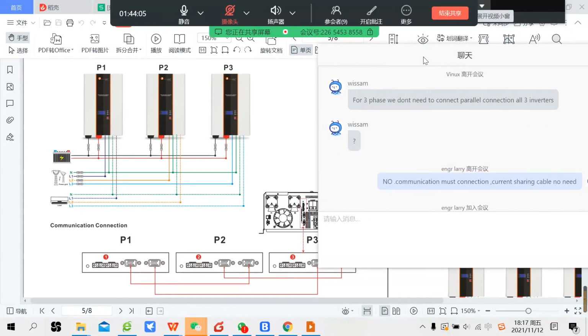But here I need to emphasize again, before you turn on the inverter and set the parallel parameters, you have to make sure all neutral is combined and the battery also uses the same battery group. This is very important.